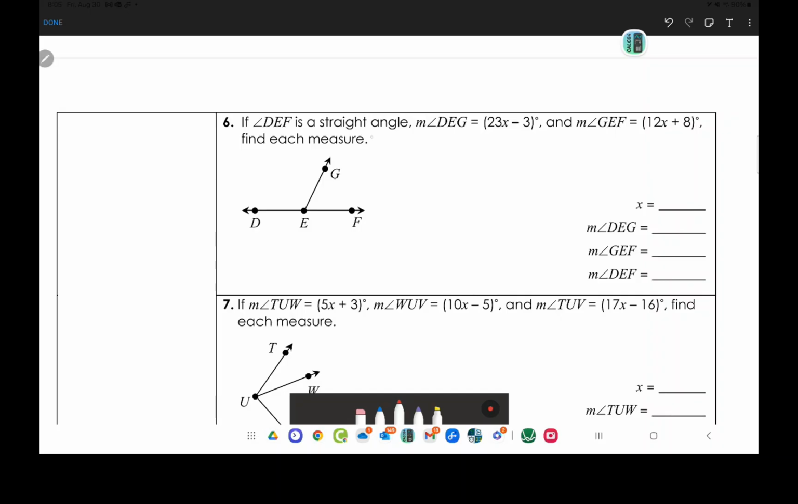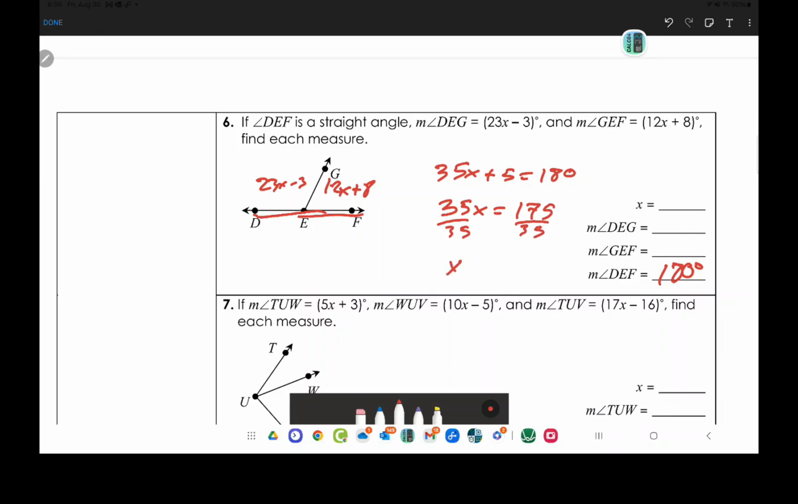All right, we have a straight angle, which means this adds up to 180. So DEF, right here, we're just going to put 180 degrees, no choice there. DEG is 23x minus 3. DF is 12x plus 8. Combine that to get 35x plus 5 equals 180. Subtract 5, 35x equals 175. And dividing by 35 gives you 5.